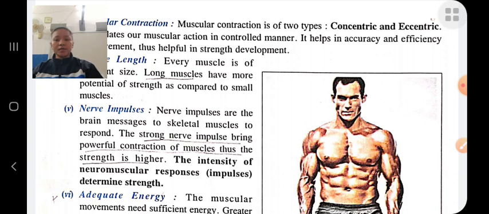Nerve impulses send a message to the skeletal muscles to respond. If the nerve impulse is strong, there will be fast contractions and our strength will be more. The intensity of neuromuscular response determines the strength. The stronger and faster the neuromuscular response, the faster the contractions, thus our strength will be more.